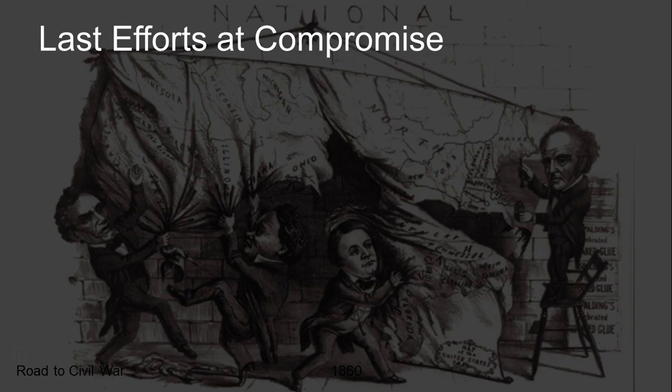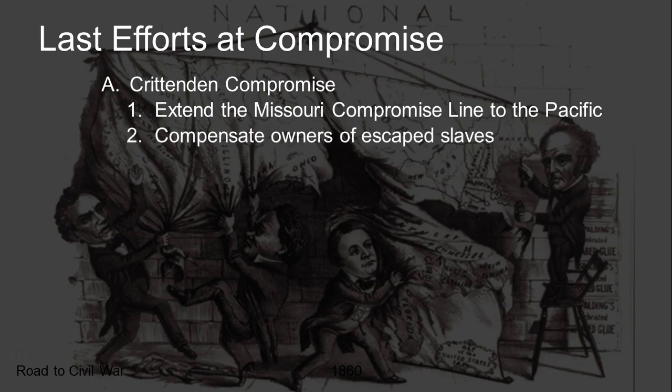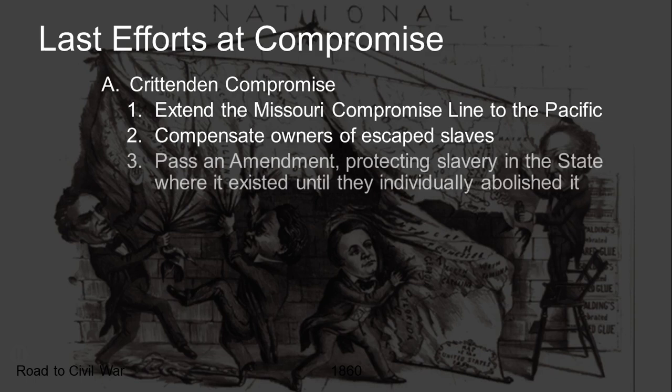There are a couple of last-ditch efforts to prevent the Civil War and compromise. There is something that is proposed in Congress called the Crittenden Compromise. Okay. This one was, we would extend the Missouri Compromise line all the way to the Pacific. Everything below the line would be open to slavery. For slave owners whose slaves escaped, who were runaway slaves and were not captured, the national government would compensate the slave owners for the loss of the value of those slaves.